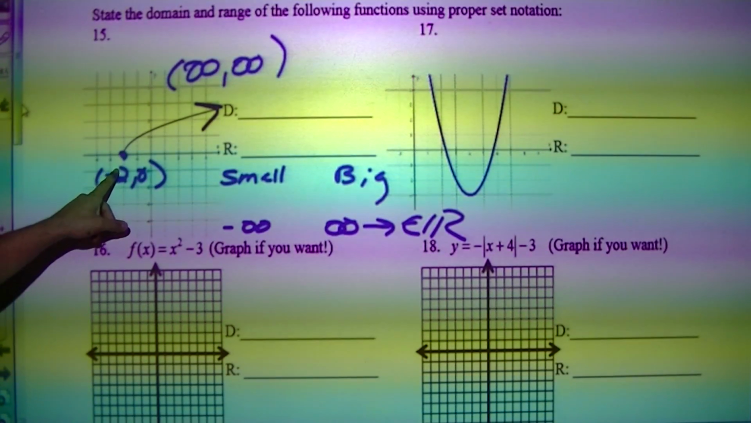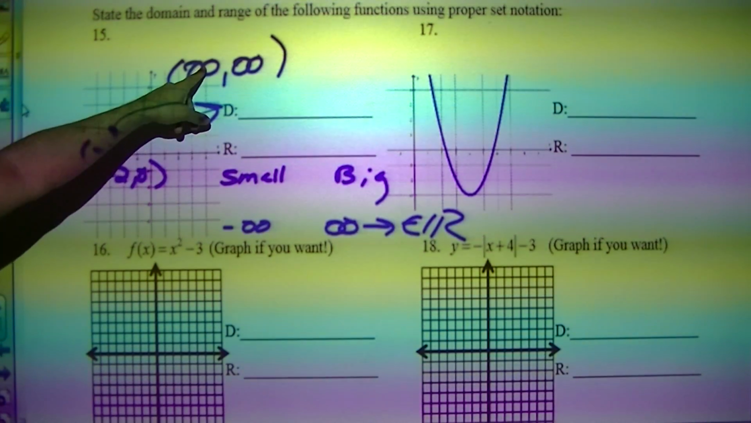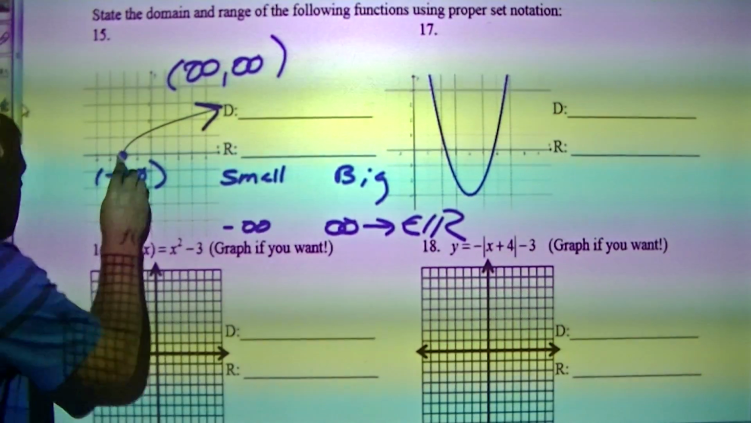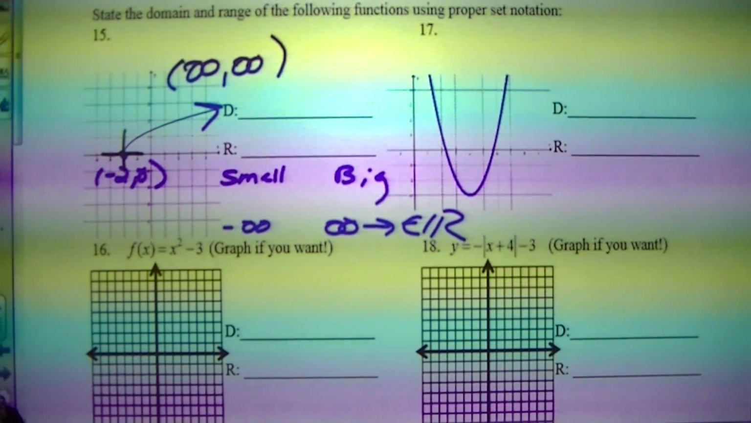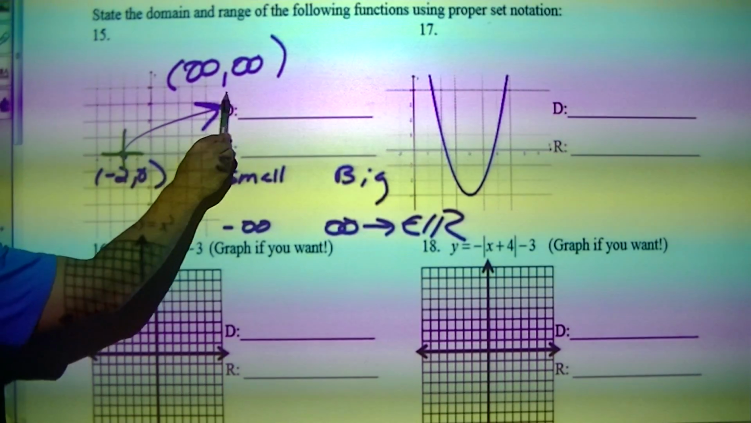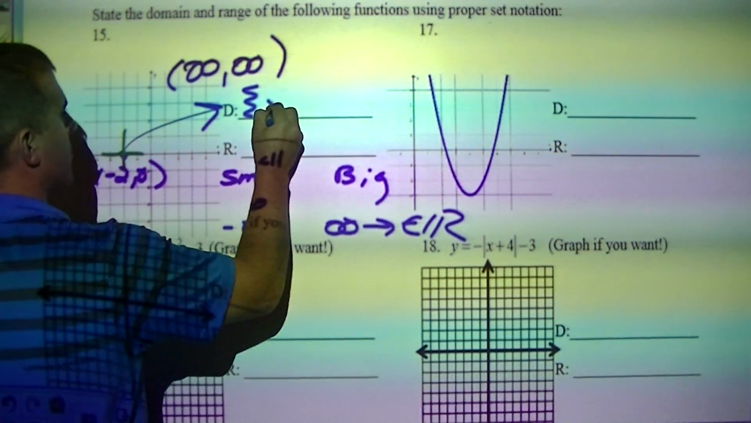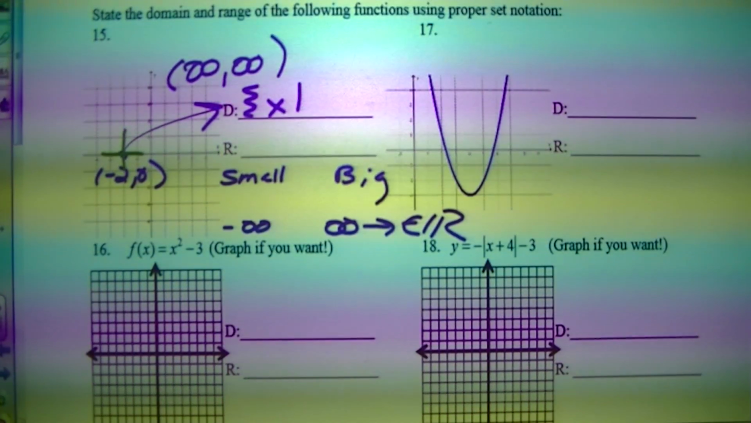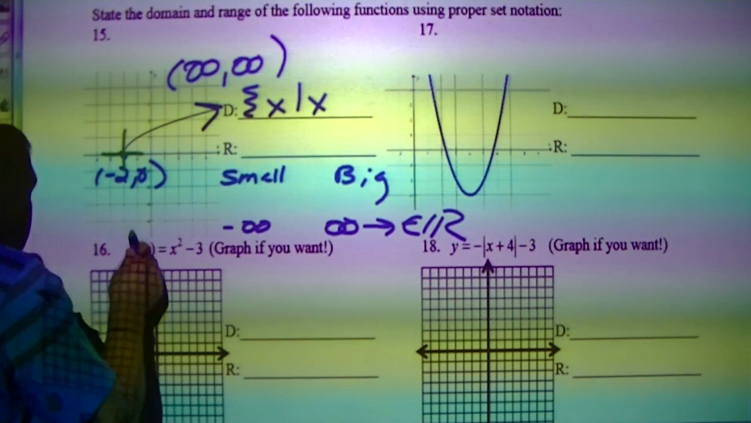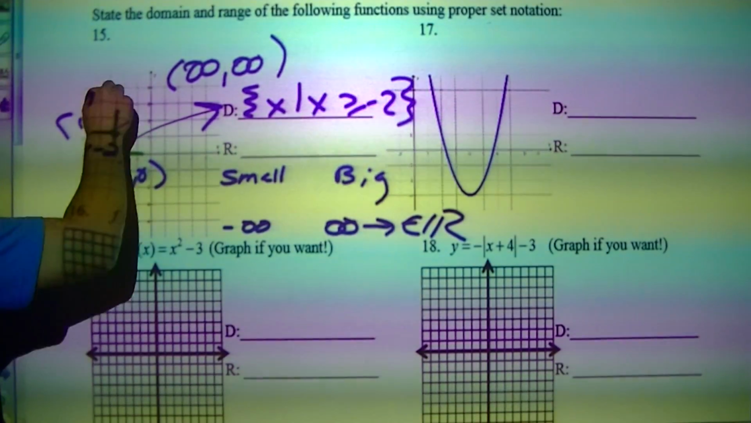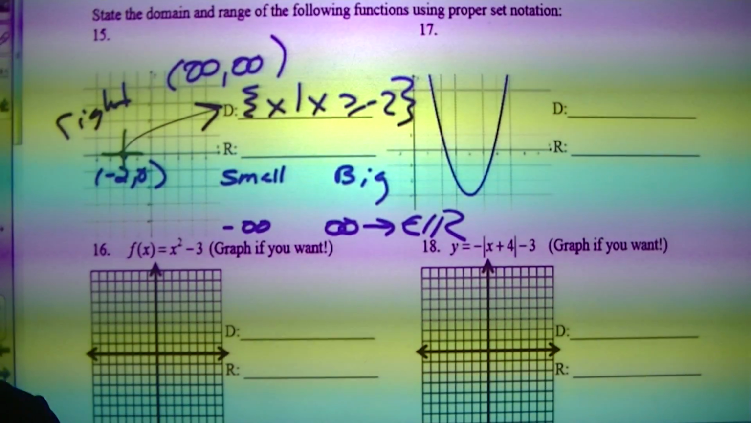So the smallest x here is -2, biggest x is infinity. Because it's a number, I'm going to look here and say, what's the graph doing? Since it's going to the right, the domain is all real numbers x such that x is greater than or equal to -2, because it goes to the right. If it would have gone to the left, it would have been negative infinity.